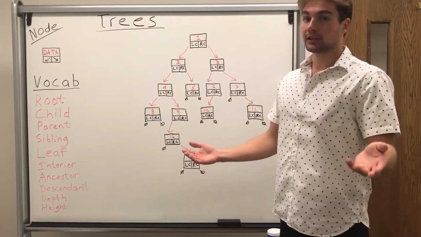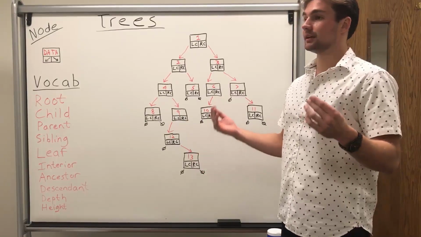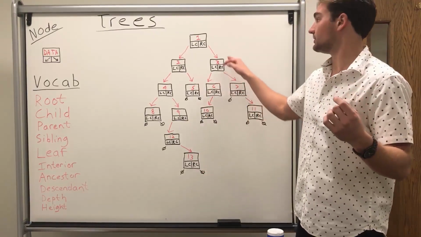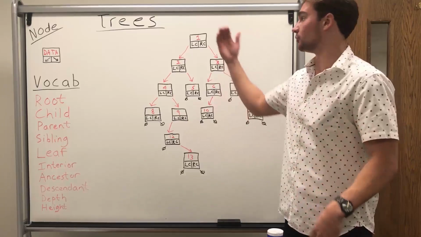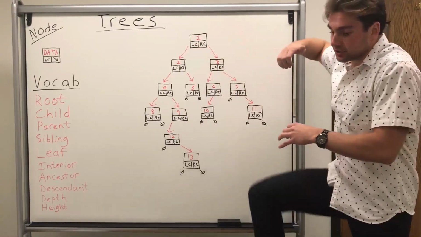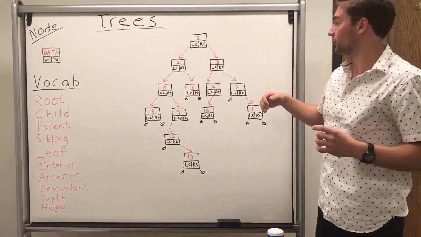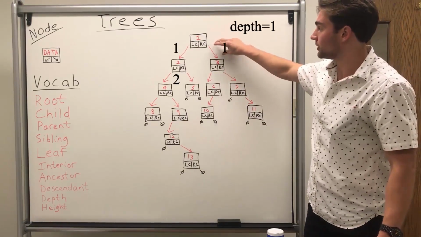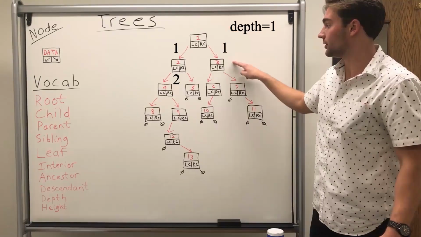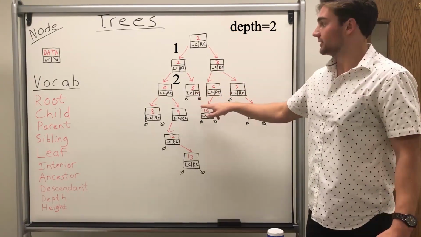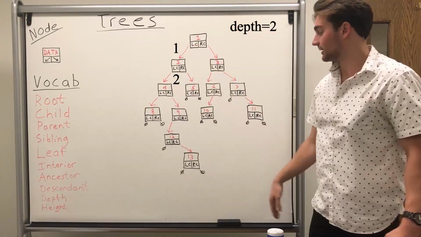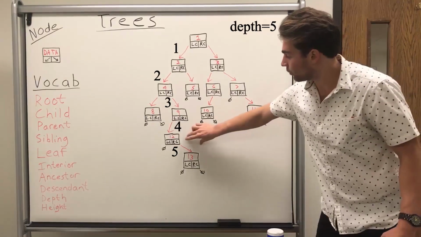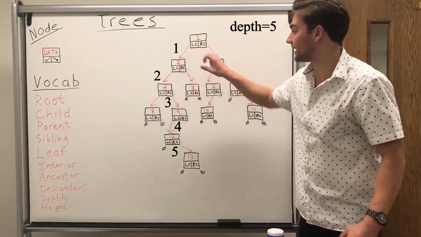So the depth of a particular node is the number of links, which are these arrows, from that node to the root, right? Depth, think about it, is you're burying the node from the root. So the depth of node 3 would be 1 because there's one link between the root node and the node. The depth of 5 would be 2 because there's 2 links. The depth of 13 would be 1, 2, 3, 4, 5.